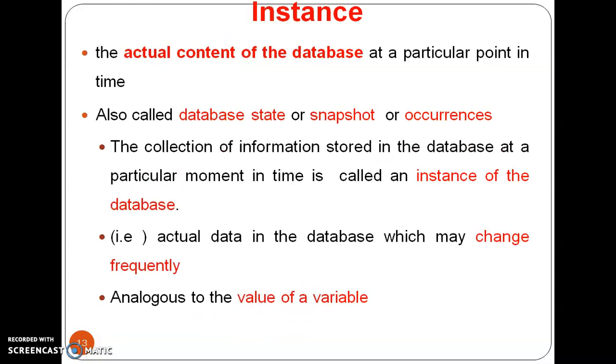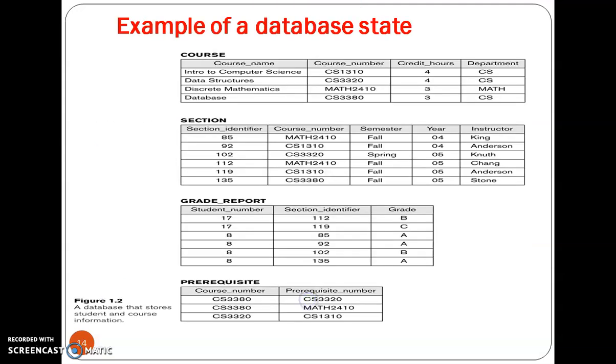So instance means, as we have already seen, the actual content stored in the database is called an instance. Let's see the example for the course. In the course schema construct or course table, we have course name, course number, credit hours, and department. All the related data belonging to the fields are entered into the course table. This we call a database instance.